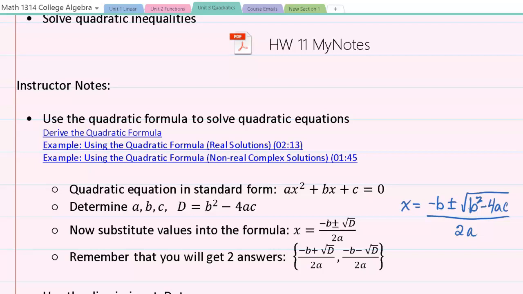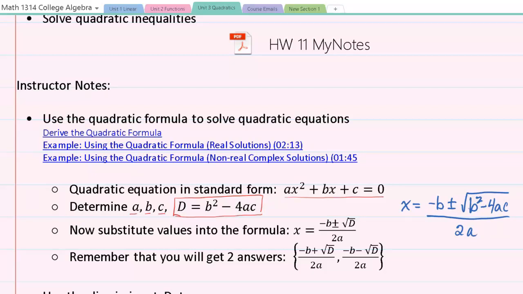Before we can use the quadratic formula, we need to make sure that our quadratic equation is in the standard form ax squared plus bx plus c is equal to 0. Once this is done, I like to look for a, b, c, and big D, where big D is b squared minus 4ac. It is denoted with the capital letter D and represents the discriminant of the quadratic equation.